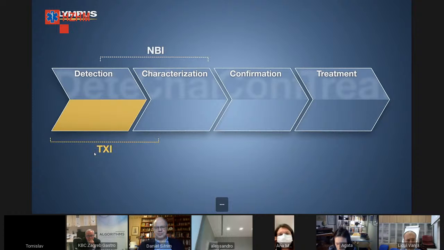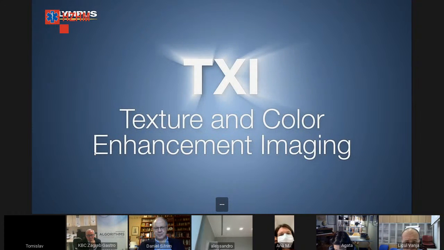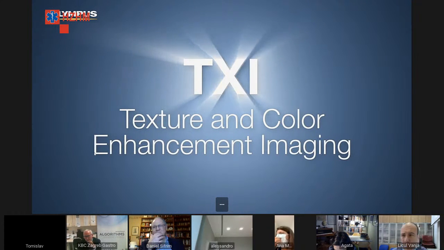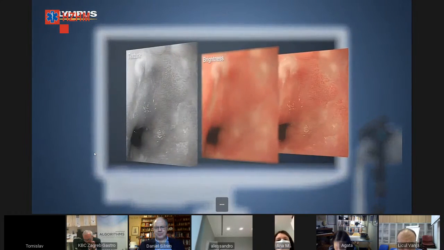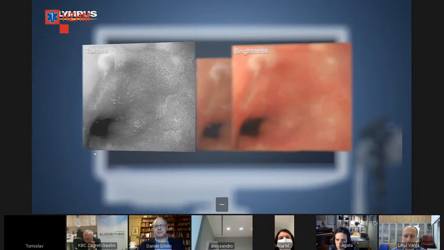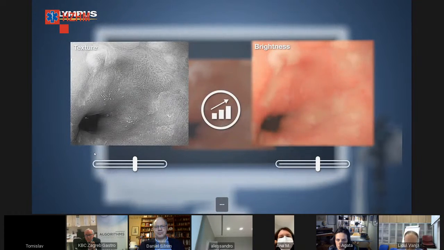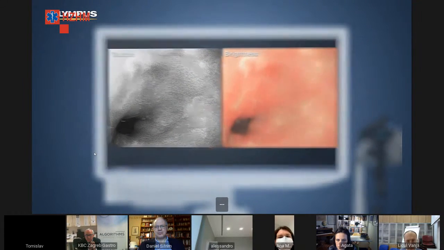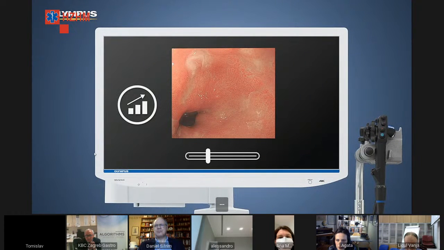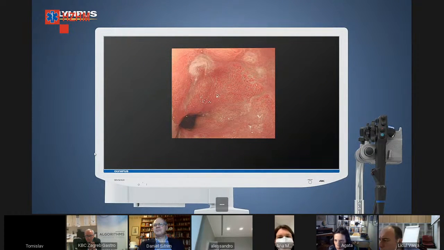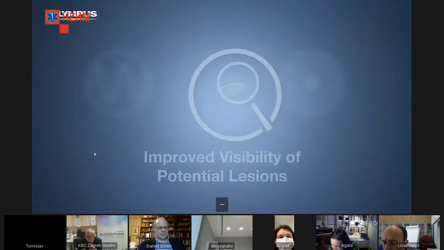To enhance the visibility of suspicious areas, which is especially important during detection and characterization. TXI stands for Texture and Color Enhancement Imaging. The incoming image is split. Texture and brightness are enhanced. During the stacking process, both images are merged. Color tone enhancements are made to more clearly define subtle tissue differences.